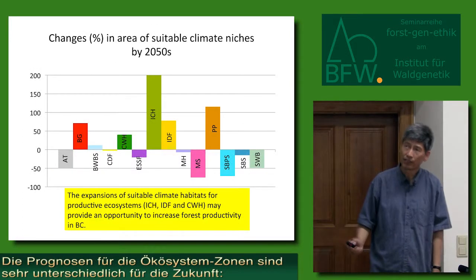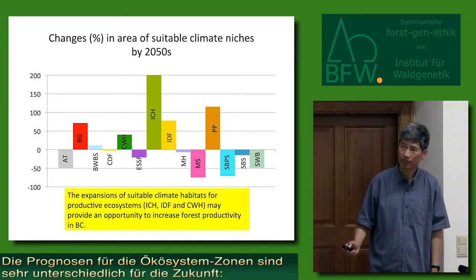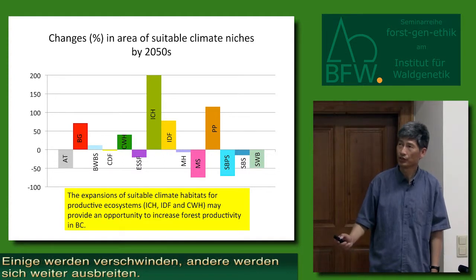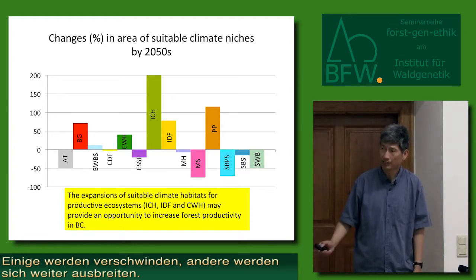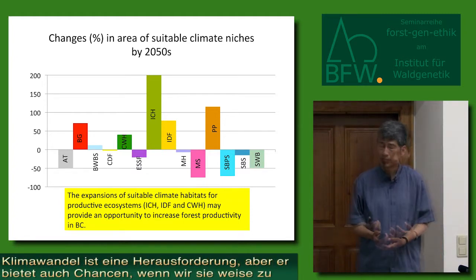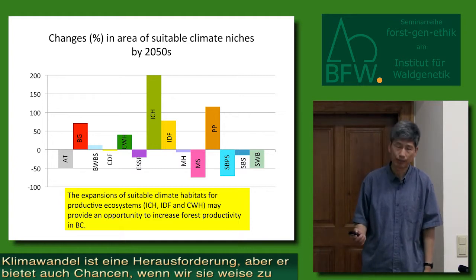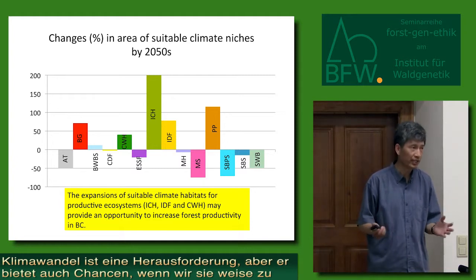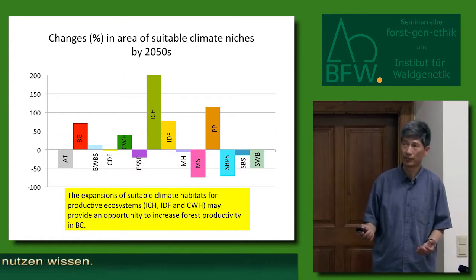The predictions for the different ecosystem zones are very different for the future. Some zones will diffuse and disappear, while some other zones will expand. Climate change is a challenge, but it also provides some opportunities if we can use this future climate wisely.